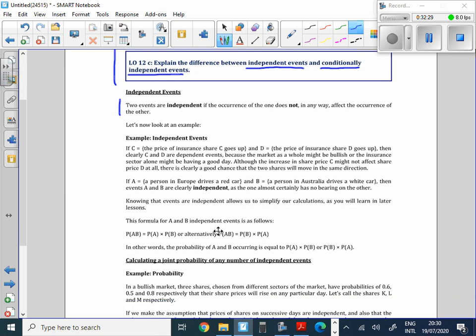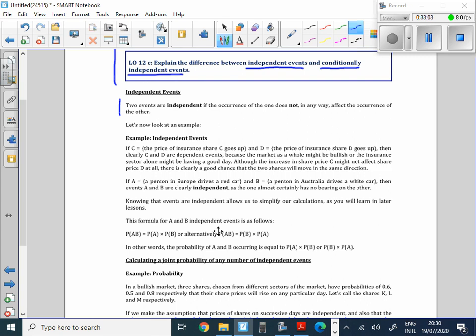I don't think it's technically correct, though. In practice, in real life, if C, the price of an insurance share C, goes up, and D is the price of insurance share D going up, then C and D are dependent events. Because why? The market as a whole might be bullish, or the insurance sector alone might be having a good day. Although the increase in share price C might not affect D at all, there's a good chance that they're going to move in the same direction.